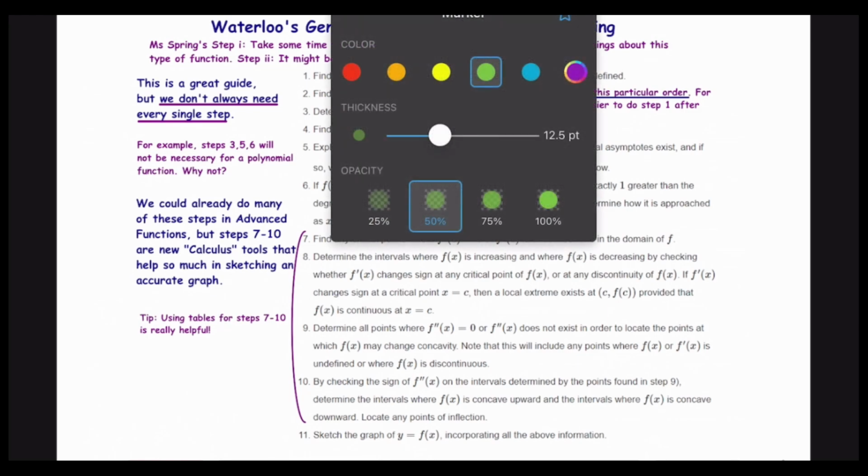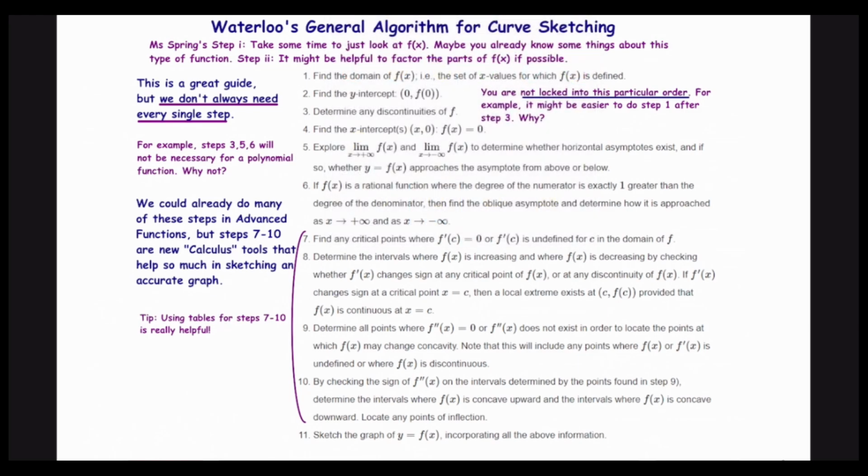This is Waterloo's general algorithm for curve sketching, and a note from Ms. Spring. Remember, Ms. Spring is the original author of these notes that we're using in this course. Ms. Spring's step 1 is to take some time to just look at the parent function. Just look at our f of x. Maybe you already know some things about this type of function. And step 2, it might be helpful to factor the parts of f of x if possible.